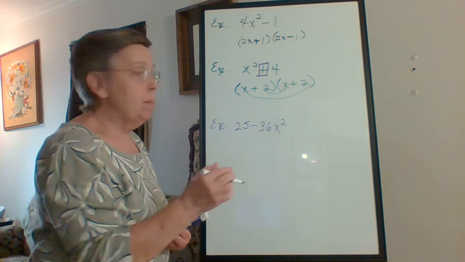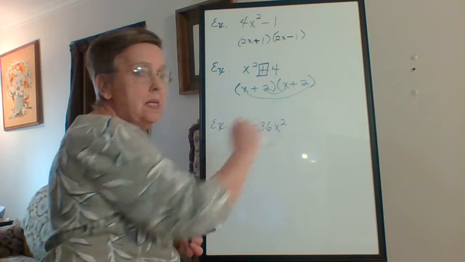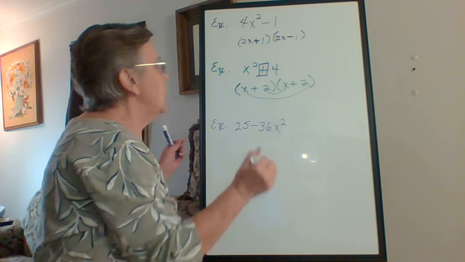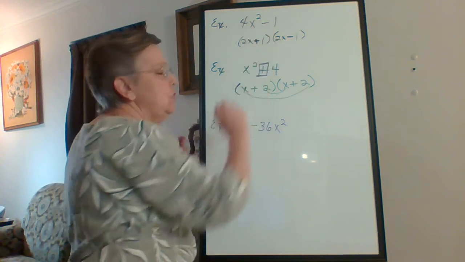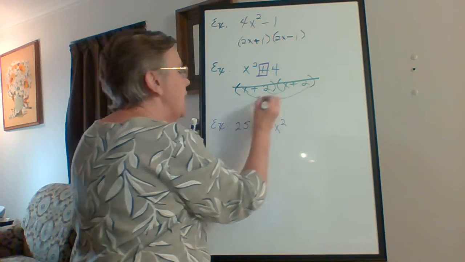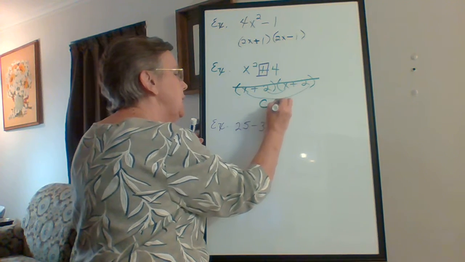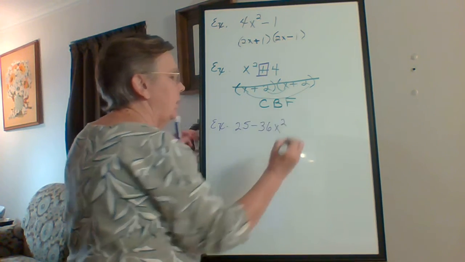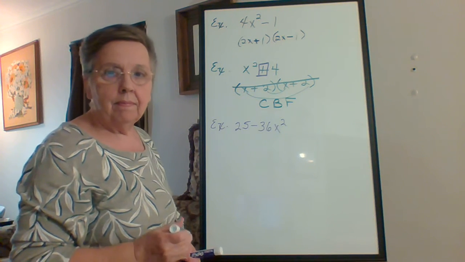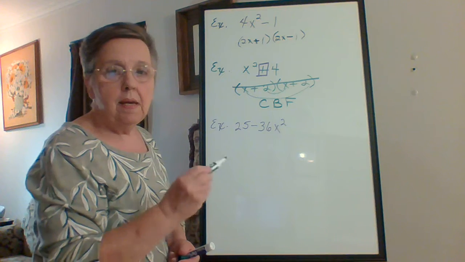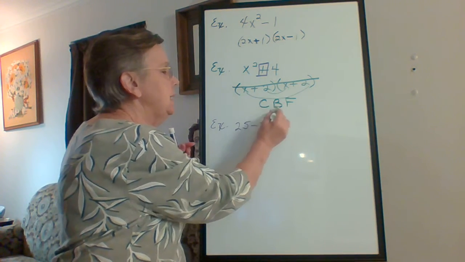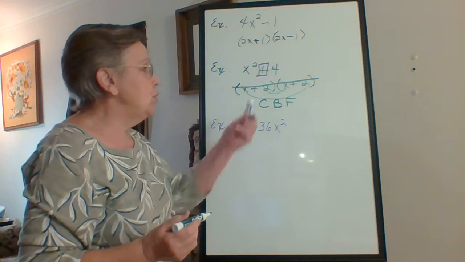I don't have a middle term. But by using this method, I should have a middle term. But I don't. Because remember I said the difference of two squares, it has to be a minus. So this is crossed out, and I have to write CBF. Do you remember what CBF stands for? Cannot be factored. But you do need to cross it out and say CBF if you tried it.